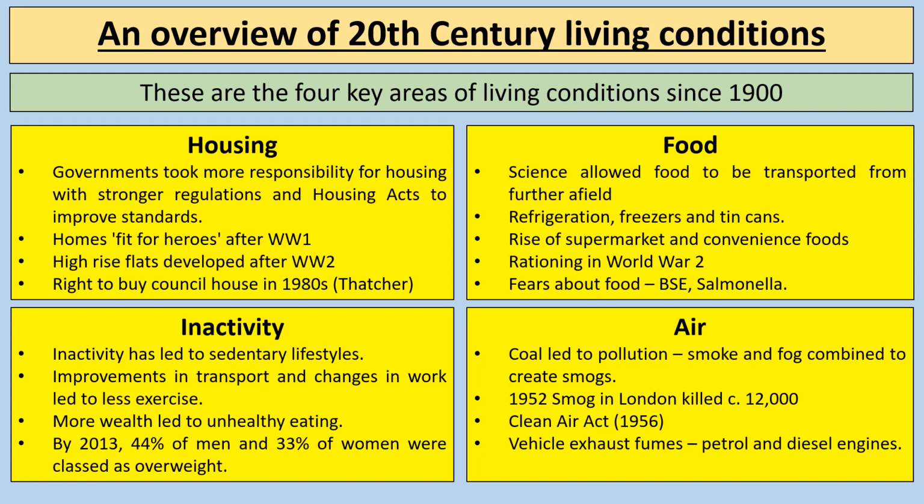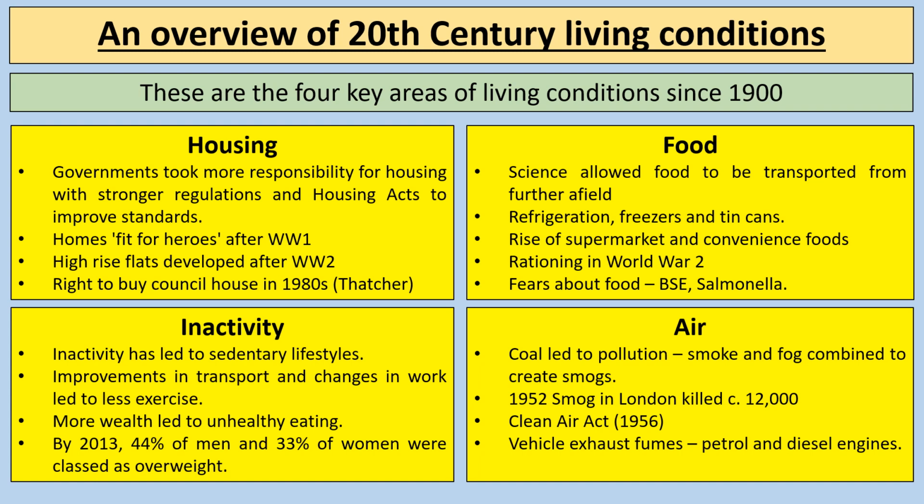So the four key areas of living conditions since 1900. We've seen there that housing, governments took more responsibility for housing with stronger regulations and Housing Acts to improve standards. So homes fit for heroes, high-rise flats and the right to buy council houses. In terms of food, science allowed food to be transported from further afield. Refrigeration, freezers and tin cans improved things. The rise of the supermarket and convenience foods, rationing in World War II, but there's still been some fears about foods such as BSE and salmonella.